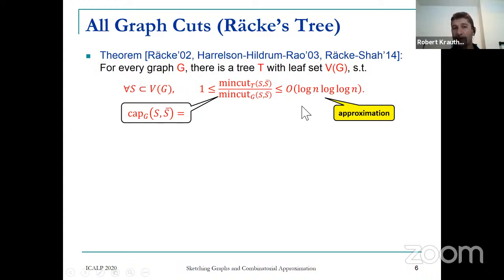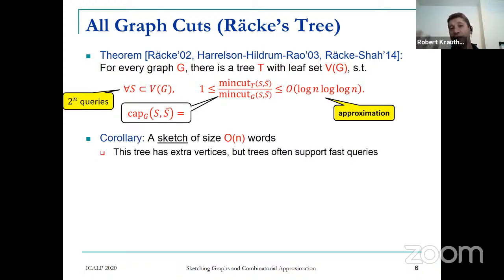Okay, so I can approximate all the 2 to the n cuts, 2 to the n queries, in the graph using an object which is still of size order n. It's really very succinct. It's just a tree. This tree has extra vertices, but I'm not going to discuss that.